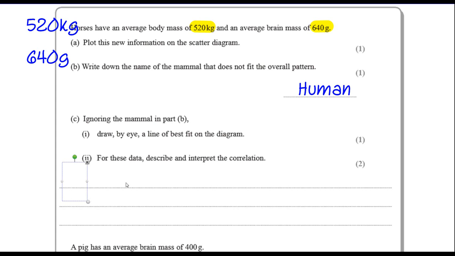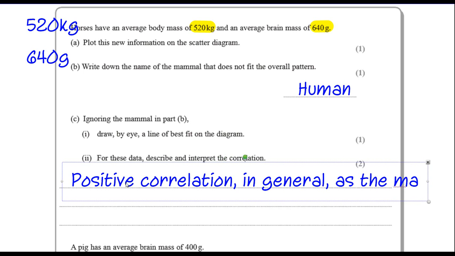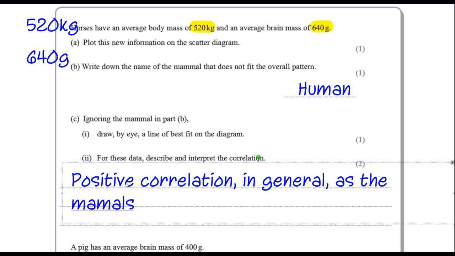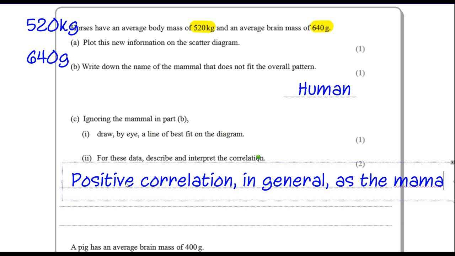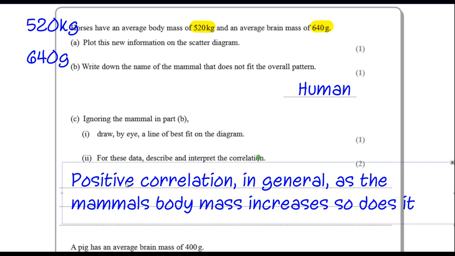Right, first data, describe and interpret. Positive correlation. In general, as the mammals' body mass increases, so does its brain mass.